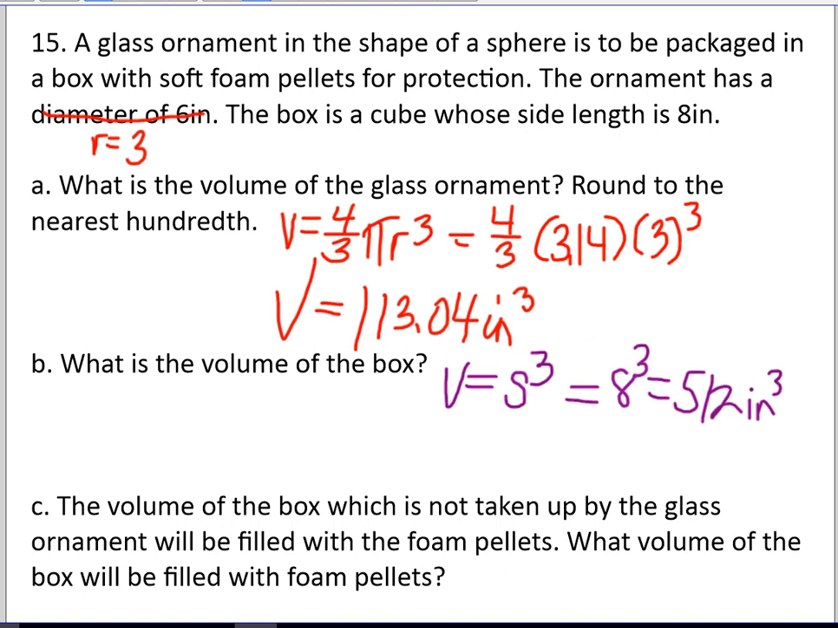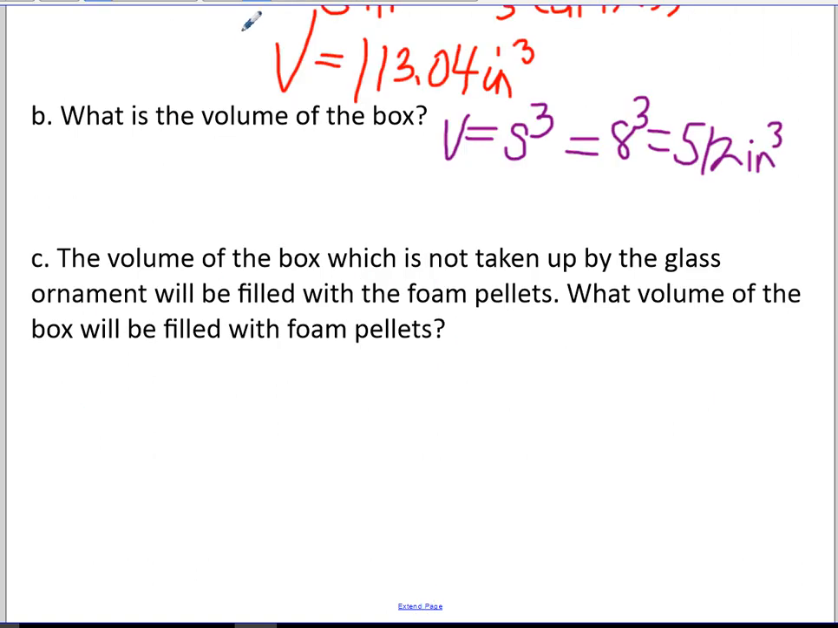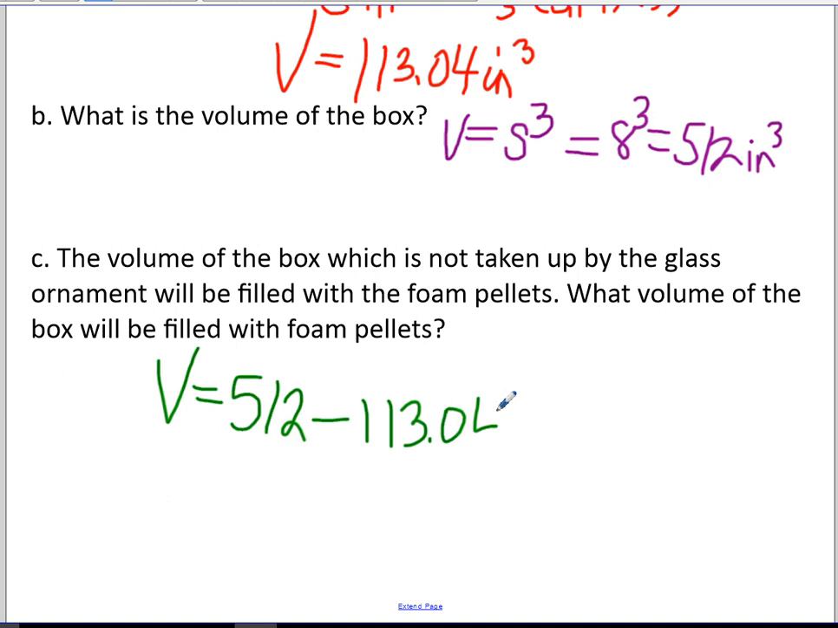So the volume of the foam pellets is the difference between our two volumes, and the volume of the entire box is 512. We're taking up 103.04 with the ornament itself. So the space that's left for us to fill with foam pellets is 398.96 cubic inches.